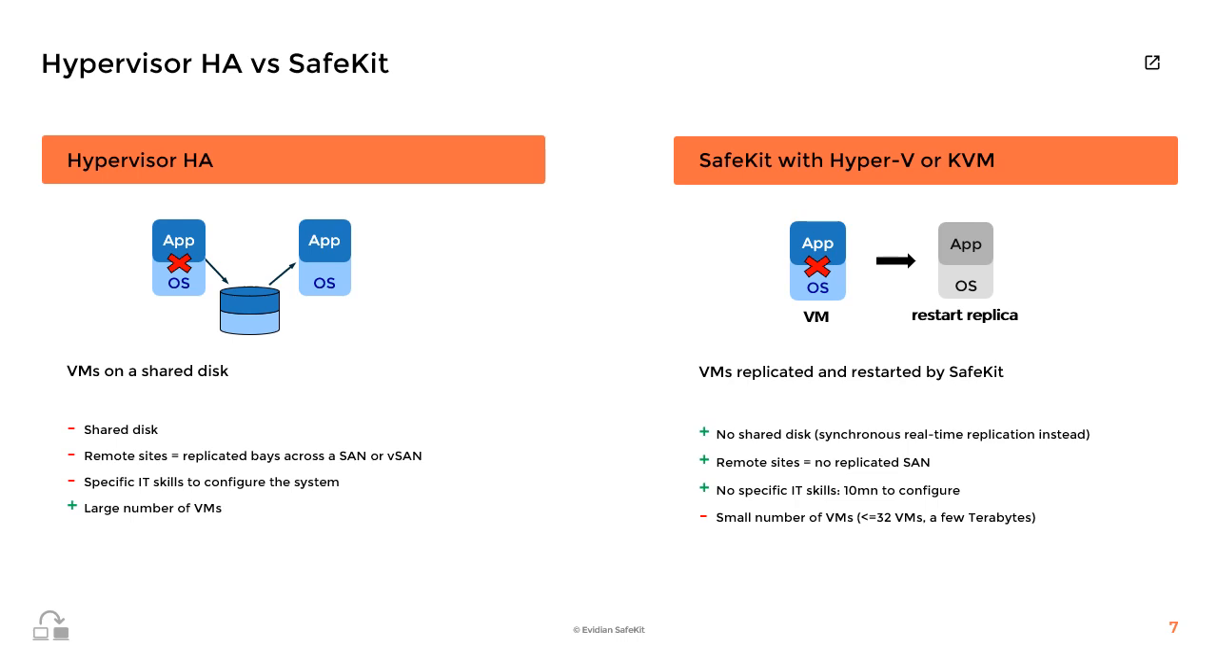In contrast, SafeKit offers a high availability solution that is simpler to implement compared to these solutions. One of the key differentiators is that SafeKit does not require a shared disk. Instead, it uses synchronous real-time replication with no data loss. This makes it suitable for remote sites without the need for a SAN. SafeKit is limited to the replication and failover of 32 virtual machines and a few terabytes, which may be a consideration for larger deployments. However, it offers a straightforward configuration process and a cost-effective solution with no shared storage, making it accessible to a wider range of users.